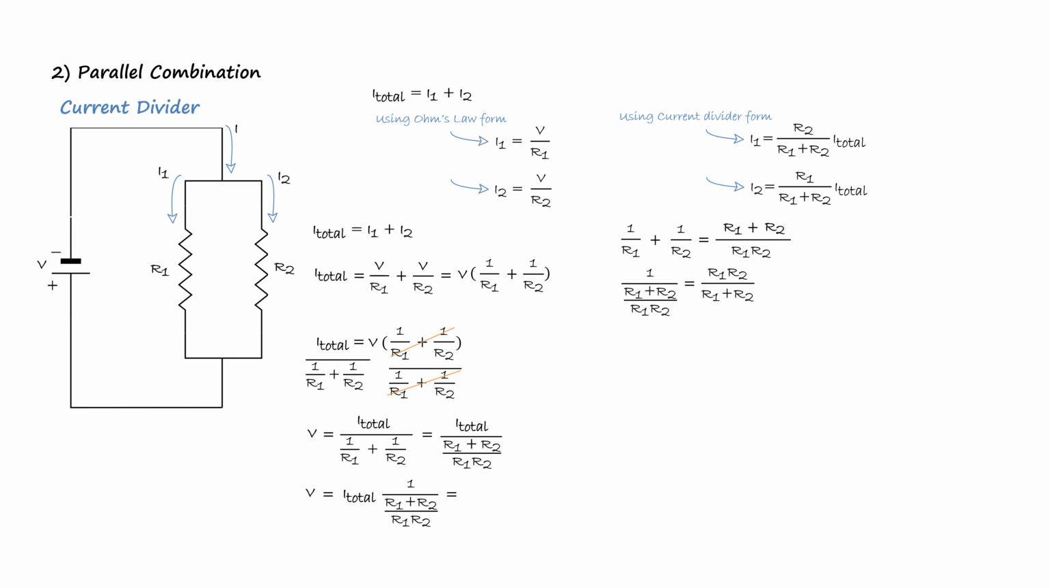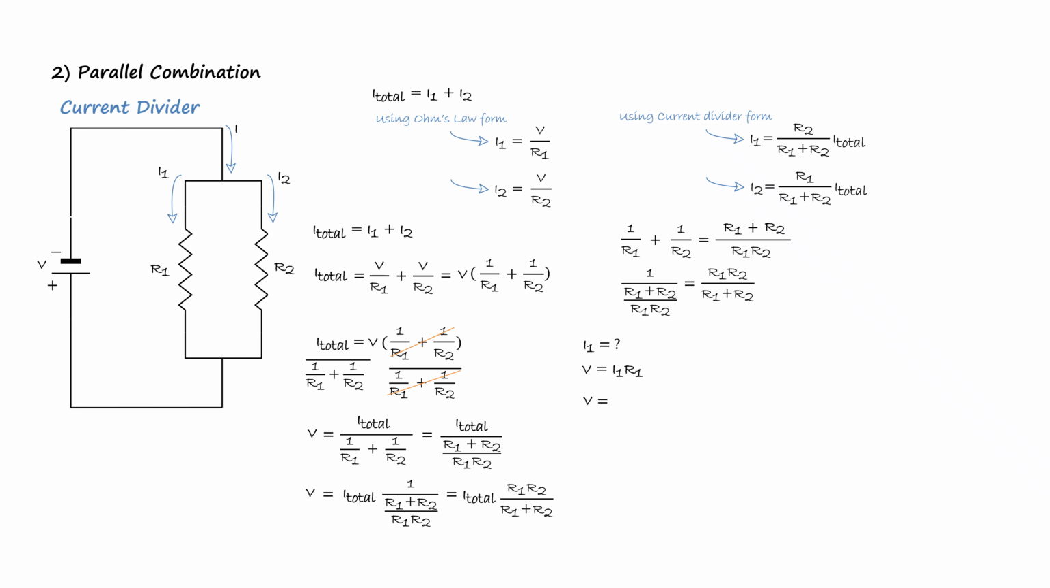So then, V is equal to I total times R1 times R2 over R1 plus R2. And after this, let us find I1. From Ohm's law, we can get V is equal to I1 times R1.